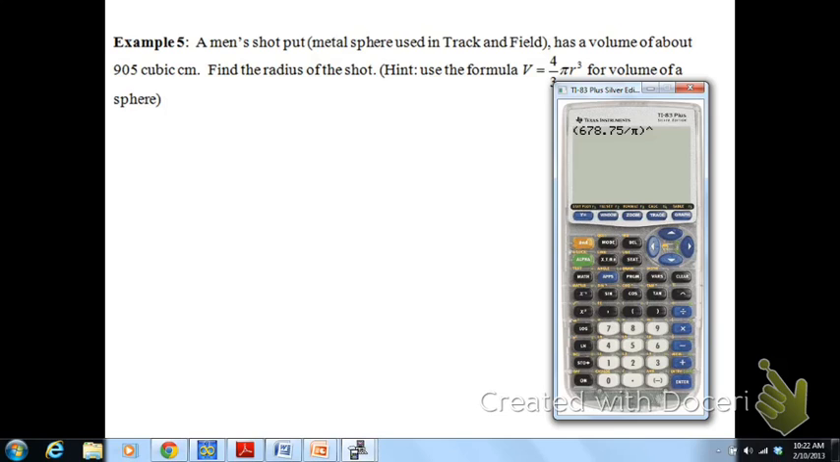Now I want to raise that entire quantity to the 1/3 power, which I'm going to write as a rational exponent, 1/3. And make sure you have that in parentheses. This will give me the most precise answer. You can see I get about 6, even if I round to the nearest hundredth or even thousandth, I'll get 6.0, and I think the units on the original volume were centimeters. So let's make sure we write down our answer. We have our radius is about 6 centimeters for a shot put.